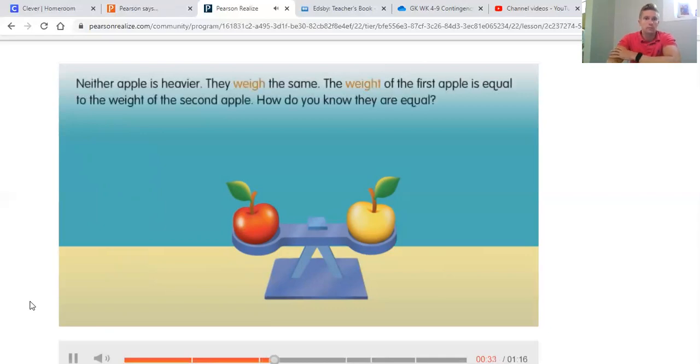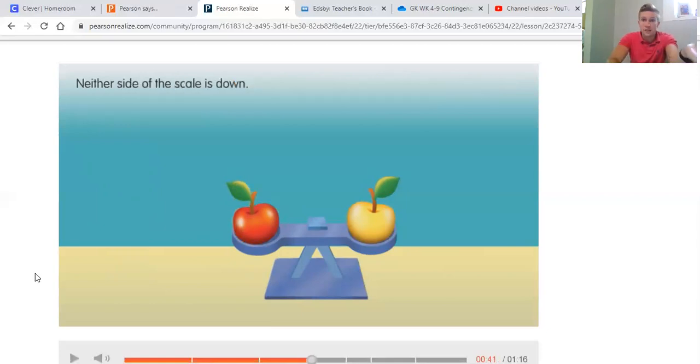They weigh the same. The weight of the first apple is equal to the weight of the second apple. How do you know they are equal? Well, we said the scale is balanced. It's the same. One's not down, one's not lower than the other. They're at the same spot. Neither side of the scale is down.